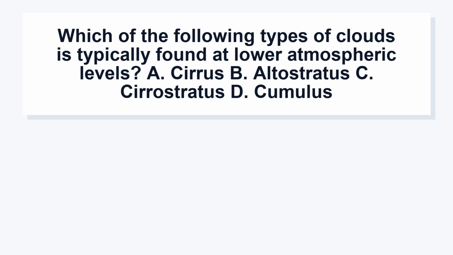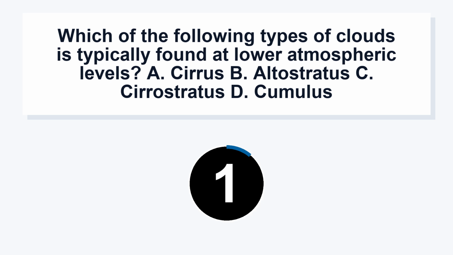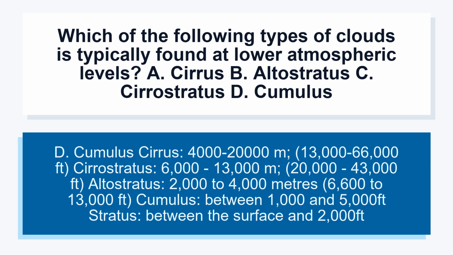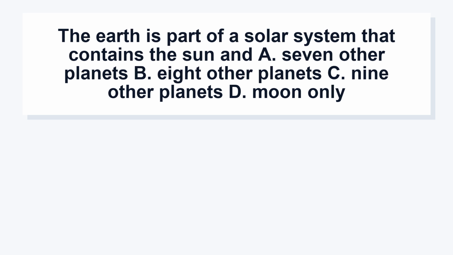Which of the following types of clouds is typically found at lower atmospheric levels? A. Cirrus, B. Altostratus, C. Cirrostratus, D. Cumulus. D. Cumulus. Cirrus, 4,000 to 20,000 m, 13,000 to 66,000 feet; cirrostratus, 6,000 to 13,000 m, 20,000 to 43,000 feet; altostratus, 2,000 to 4,000 meters, 6,600 to 13,000 feet; cumulus, between 1,000 and 5,000 feet; stratus, between the surface and 2,000 feet.